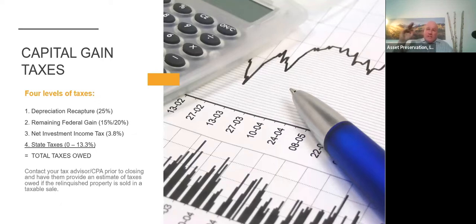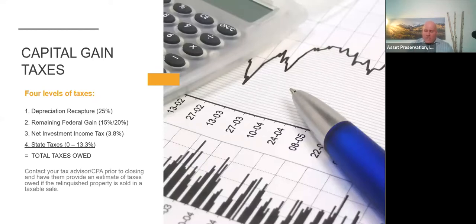So the total taxes: depreciation recapture plus federal gain, net investment income plus state. You can see why that's a pretty big tax hit. Anybody that's owned real estate for more than a year in our marketplace here in Colorado is going to have significant gain. If you've owned it for 2, 3, 4, 5, 10 years, you're really facing a pretty big tax bite. And a lot of people are opting to not pay the taxes, defer them into the future, and go ahead and buy more replacement property. So all these taxes can be deferred when you do a 1031 exchange.